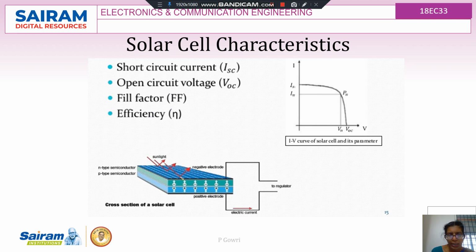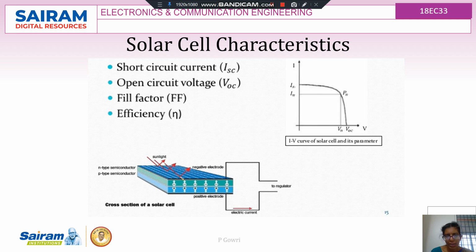So for the solar cell characteristics, we have four important parameters: short circuit current, open circuit voltage, fill factor, and efficiency. So what is meant by short circuit current? When the device is reverse biased, the amount of light energy falling on the device will result in a current, and that current is called the ISC. So normally ISC should be large.